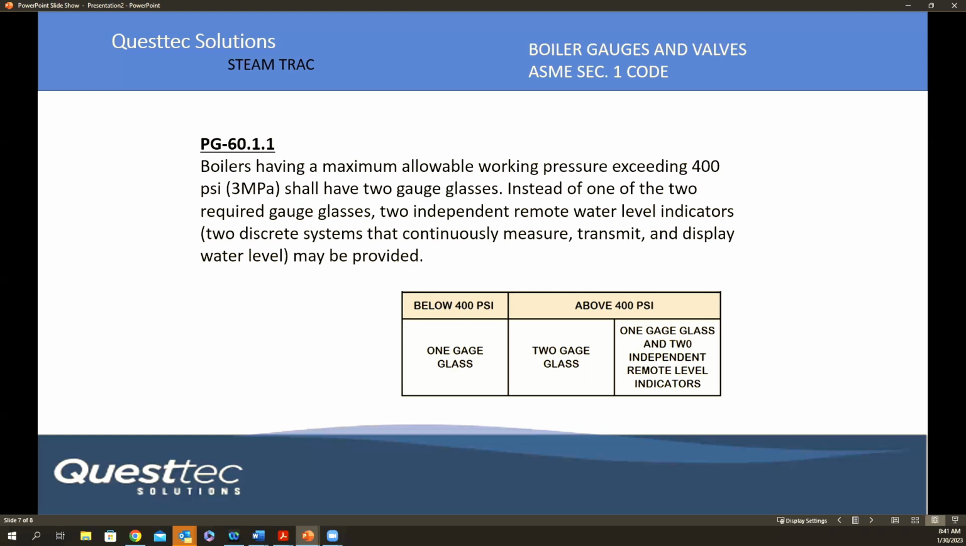So we have this nice little chart here. Below 400 pounds working steam pressure, only 1 direct reading sight glass is required. Above 400 pounds working steam pressure, either 2 direct reading sight glasses are required, or 1 direct reading sight glass and 2 independent remote level indicators.